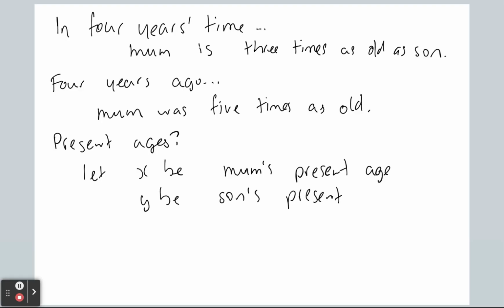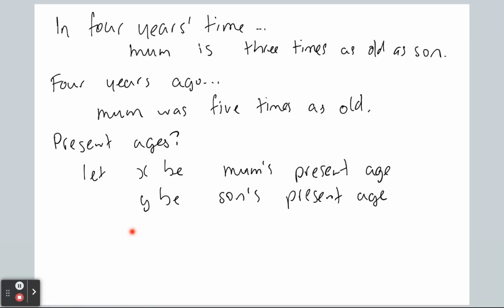So there are two things I need to work out, so there needs to be two variables. Now you could use M and S for mum's current age and son's current age, or X and Y like I have, whatever works for you. Then you need to start thinking about the facts that you've been given in the context of these variables that you've just created. So in 4 years' time, what does that mean in the context of these variables here?